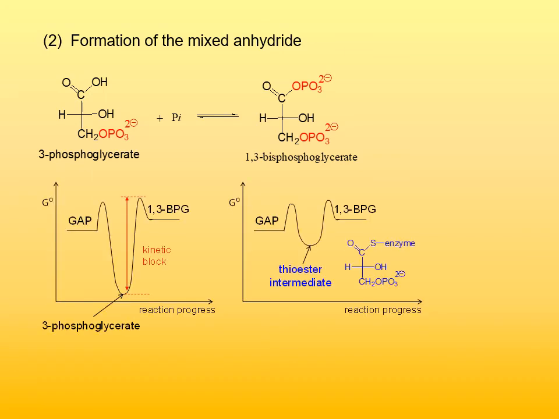If you look at reaction diagram, you can see first step that we have seen on the previous slide, going from GAP to 3-phosphoglycerate, extremely exergonic step, so highly favorable step. And then in the second step, 3-phosphoglycerate is converted in an endergonic reaction to 1,3-bisphosphoglycerate, and also there is kinetic block for that reaction. Enzyme overcomes that kinetic block and speeds up the reaction by converting 3-phosphoglycerate into corresponding thioester.